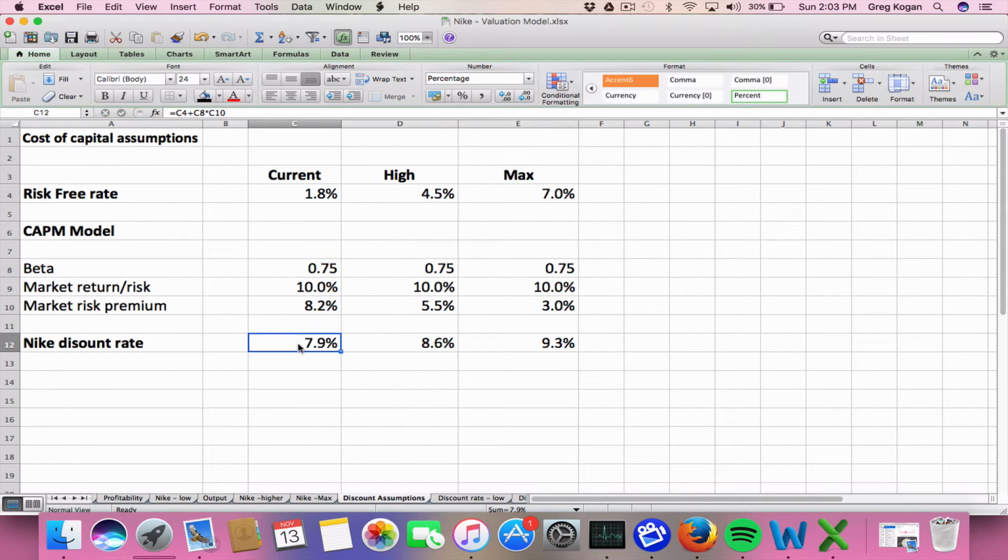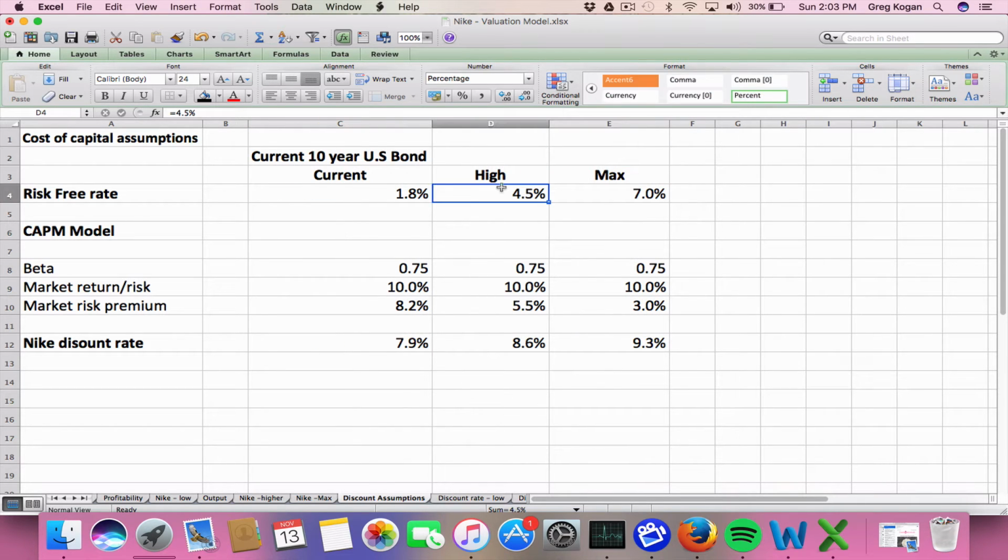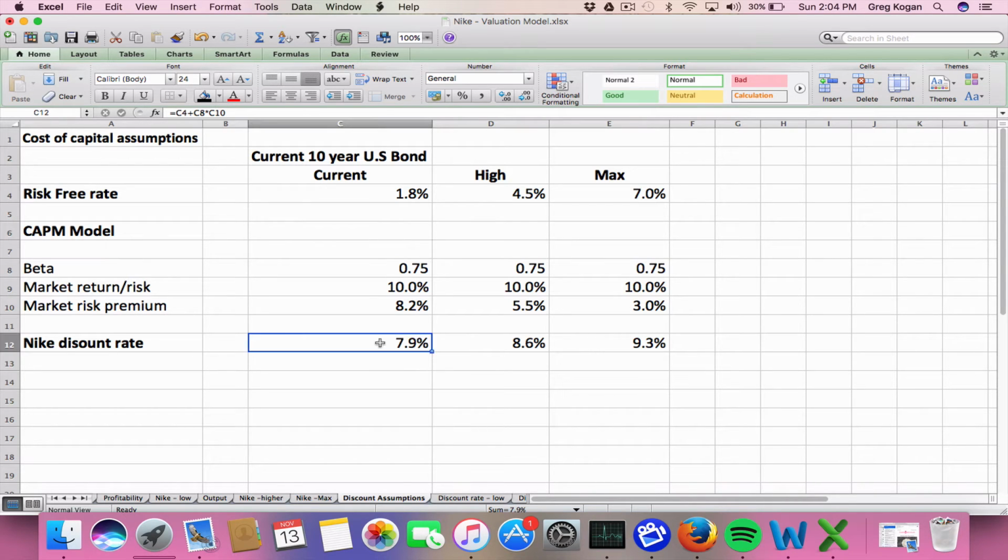So I want you guys to do that for your stock, but this is basically the current 10-year US bond. That's the one thing to know. And then these are basically estimations of where I thought the interest rates would go. I mean, this is kind of like saying in a couple of years it may be at 4.5, or hey, in 10 years maybe it's going to be 7. So something to think about. And we'll talk a little bit more about this in a minute. But use this to plug in the inputs so you can get your own discount rate.